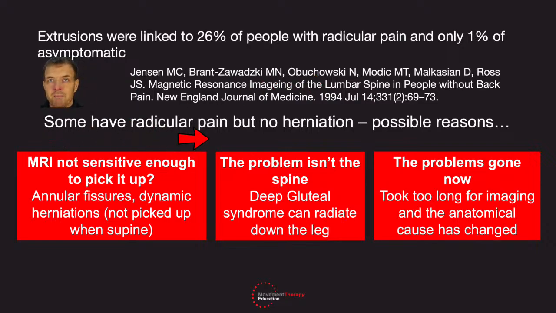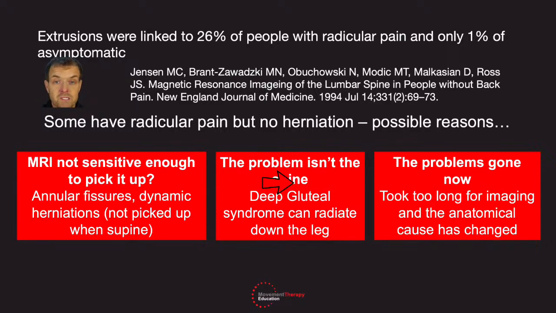Some have radicular pain but no herniation. Okay, so they've got symptoms down their leg, but there isn't herniation at all. And that can be because of a number of reasons. And again, we've talked about this. So it could be the MRI isn't sensitive enough to pick it up. So there could be annular fissures, a dynamic herniation. So it's not picked up when you're supine. It's only picked up when you're stood. So you might need a standing MRI instead of a lying down one.